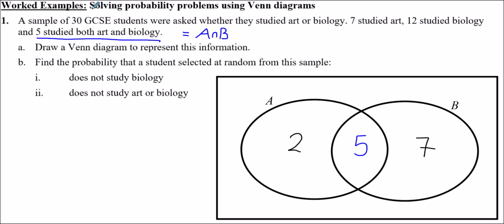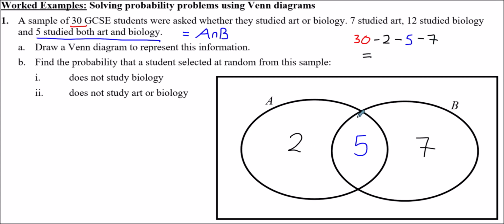We have here a total of 30 students. 2 plus 5 plus 7 certainly doesn't add up to 30. So there's a number which is going to be on the outside. So the number on the outside is going to be 30 minus the other numbers we've included. So it's going to be 30 minus 2 minus 5 minus 7.